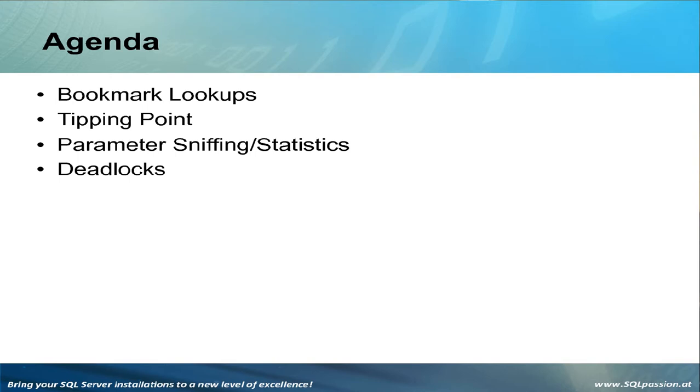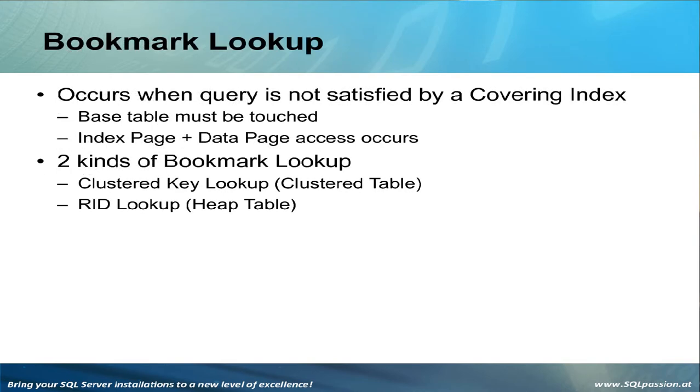Let's start with the bookmark lookup itself. A bookmark lookup always occurs in SQL Server when we have an execution plan in front of us and the query optimizer has chosen to access our data through a non-clustered index. A non-clustered index is just a secondary index which we have defined on some columns of our database table. Means when we're accessing more data, data that isn't part of that non-clustered index, SQL Server has to access our base table. And that's a so-called bookmark lookup in SQL Server.